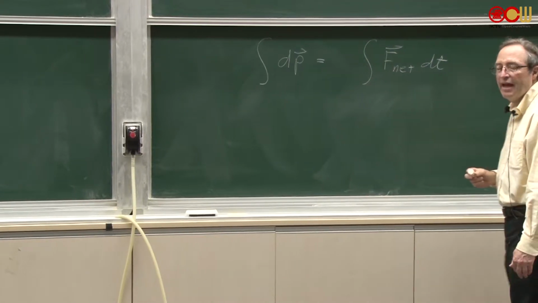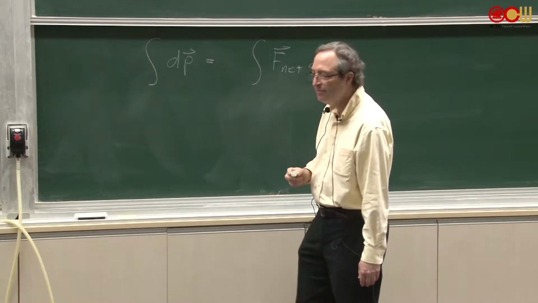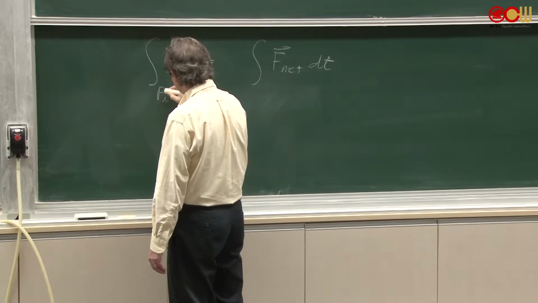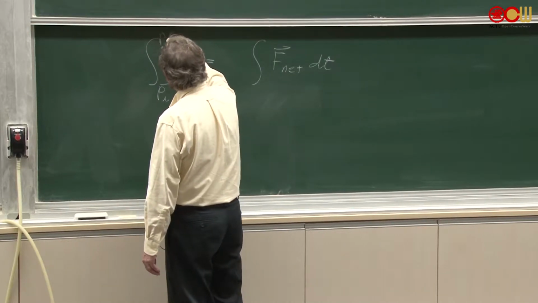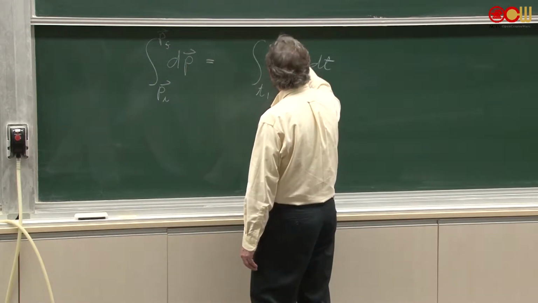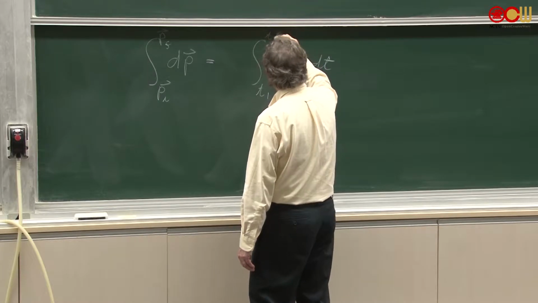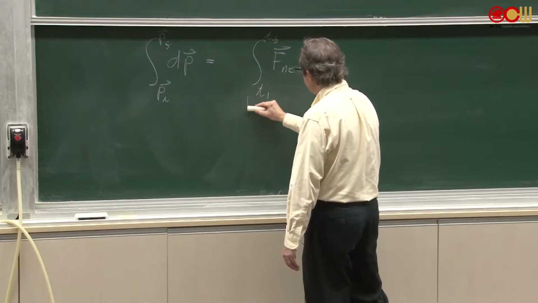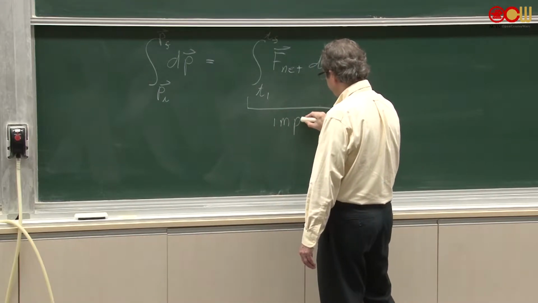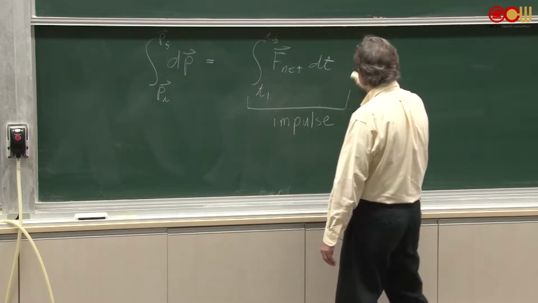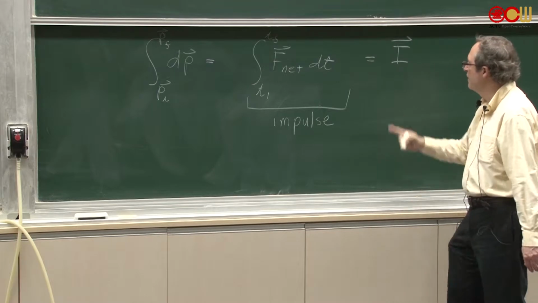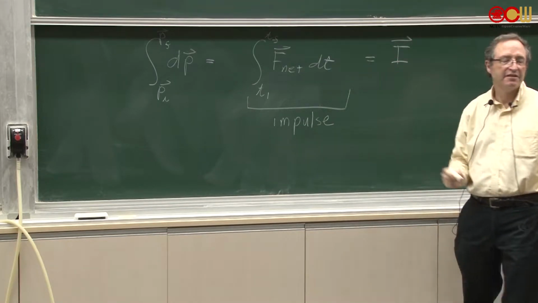Okay? Now I have to put limits of integration. So I'm going to do that. I have some p initial, some p final. I have a t initial, t final. This thing here has a name. It's called impulse. And it has a symbol I. So the impulse has a symbol I.